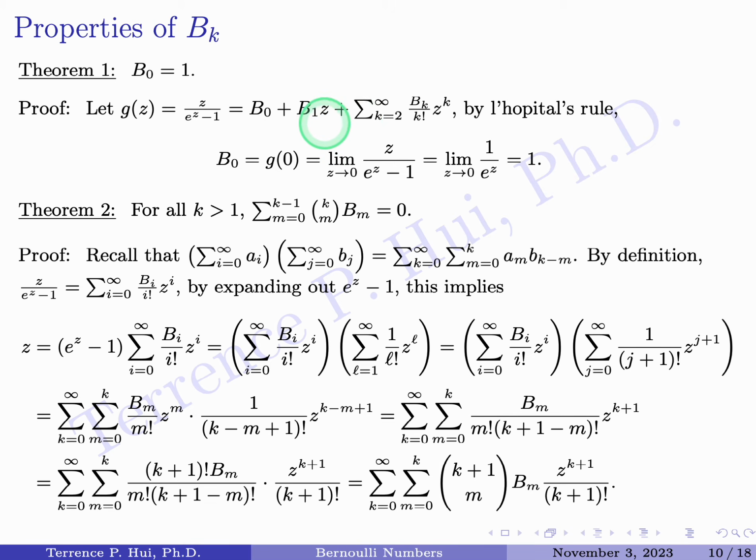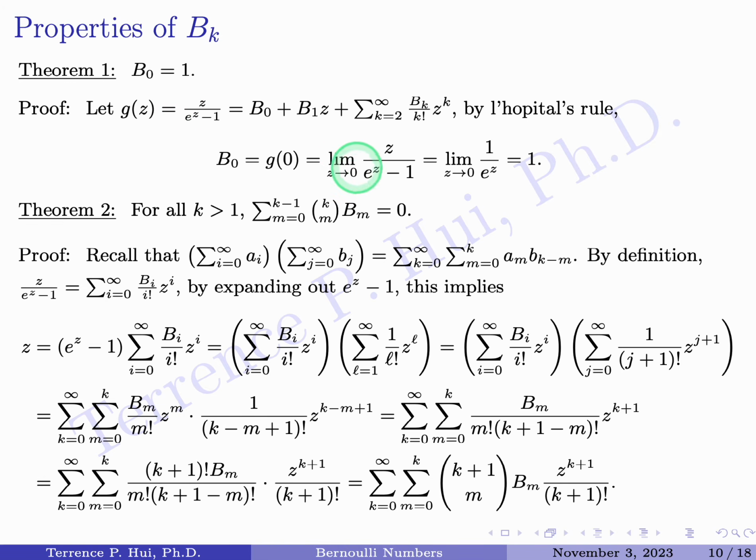In other words, if I plug in 0 for z, this whole series is going to drop out because all the terms involve z. So the only thing left is b sub 0. So in other words, b sub 0 is really g of 0. But wait a minute, I cannot evaluate g of 0 because g of 0 is not defined. But I can take the limit.